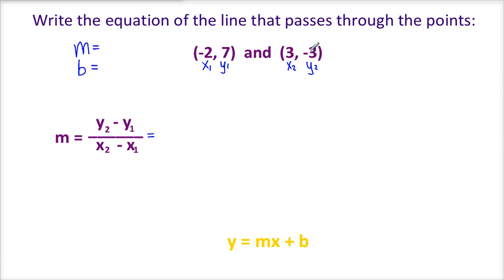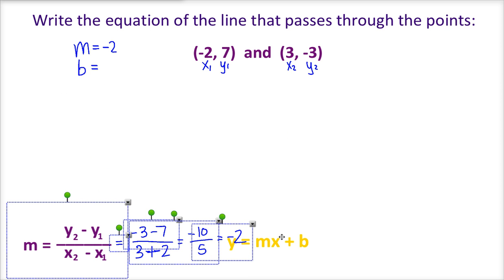Then we plug in these numbers into the slope formula. y2 minus y1 is negative 3 minus 7. And x2 minus x1 is 3 minus negative 2. Okay, negative 3 minus 7 is negative 10. 3 minus a negative 2, well, that's the same thing as adding 2. So 3 plus 2 is 5. And negative 10 divided by 5 is negative 2. So the slope of the line is negative 2.